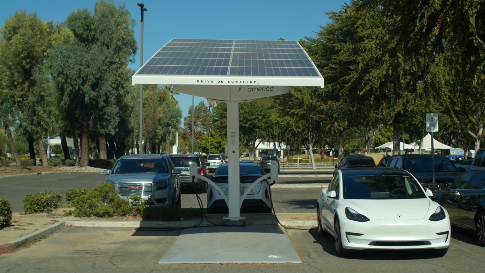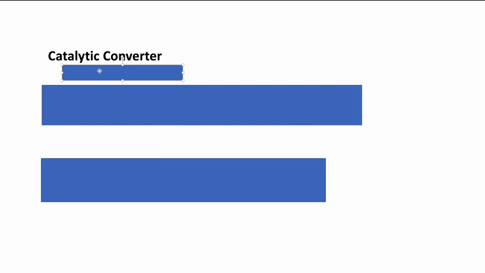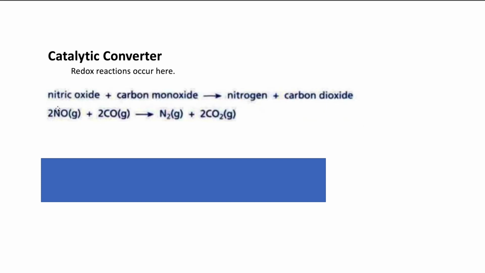to be more environmentally friendly, a catalytic converter is also used to help reduce the amount of harmful emissions from vehicles. This works by combining the oxides of nitrogen with the carbon monoxide to form nitrogen and carbon dioxide, which is more friendly to the environment.